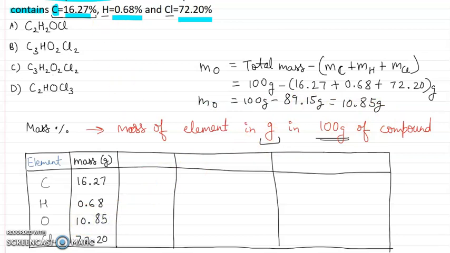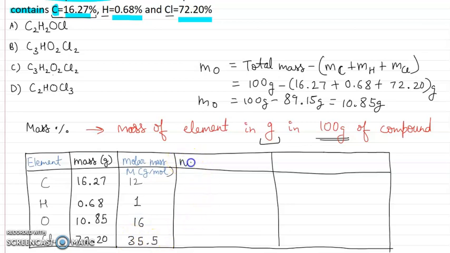Now we will write here the molar mass, which is represented by capital M, and its unit is gram per mole. So here we will write the molar masses. For carbon it is 12, for hydrogen it is 1, for oxygen it is 16 gram per mole and for chlorine it is 35.5 gram per mole.